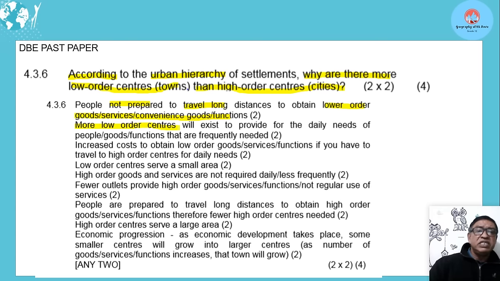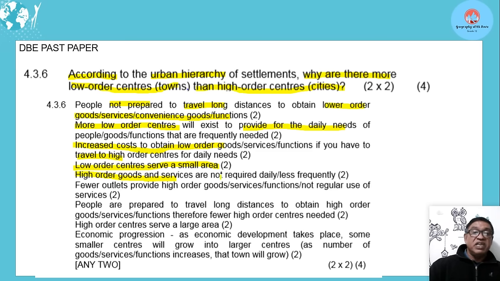More low order centers will exist to provide daily needs. Again, your bread, your milk, etc. Increased cost to obtain low order goods if you have to travel, isn't it? I know there's overlaps again because there's too much cost. You travel 50 kilometers, you pay, I don't know, now most probably it's about 70 rand to buy a loaf of bread, which is about 16 rand. Low order centers serve a smaller area with lower order goods. Okay, it's again the same thing.